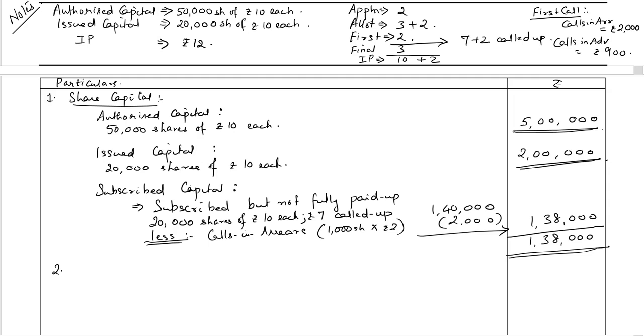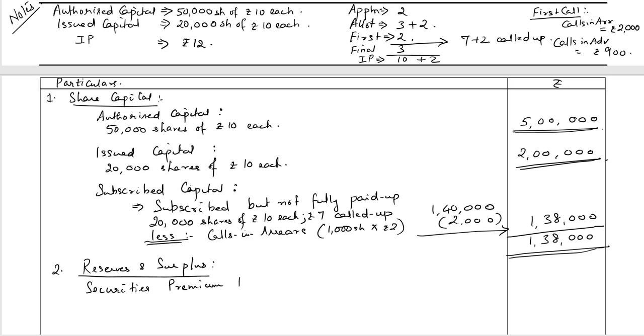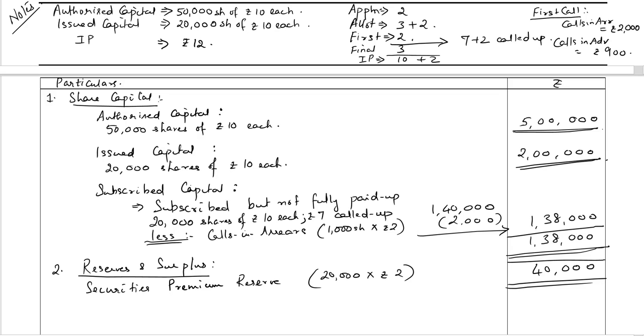Let's go on to note 2, reserves and surplus. We have securities premium reserve. The amount of premium on 20,000 shares we received, rupees 2 per share. So the amount is 40,000, and this is the amount which has to be shown against reserves and surplus in the balance sheet.